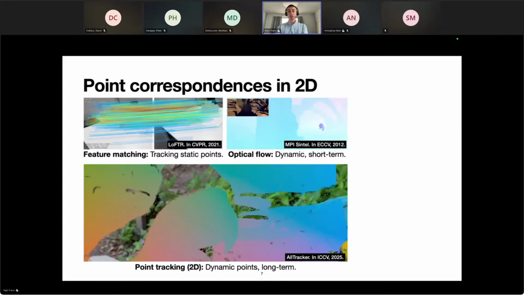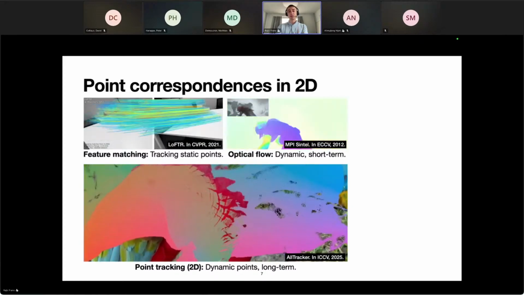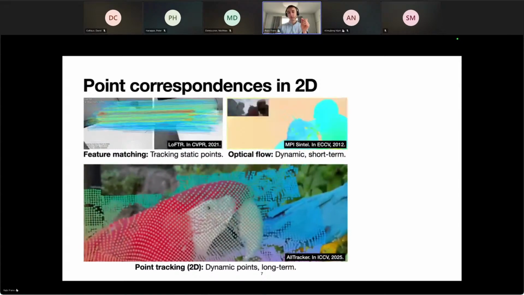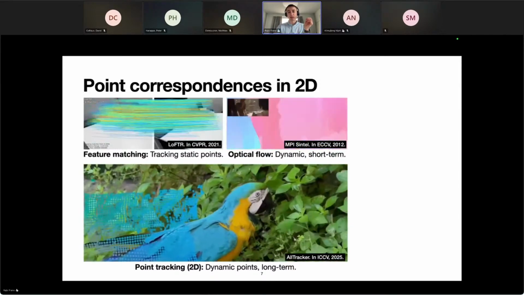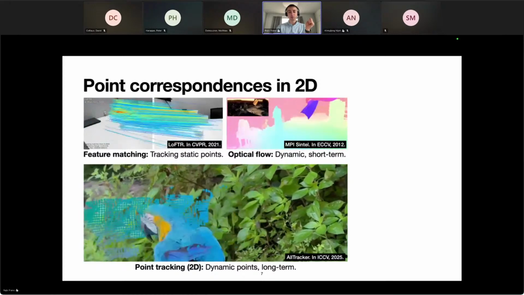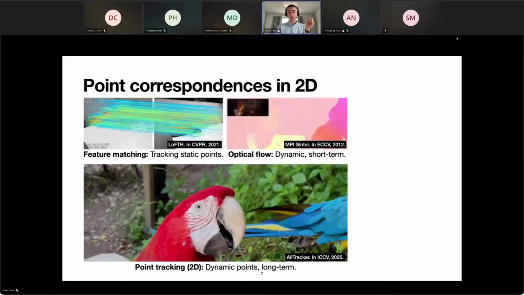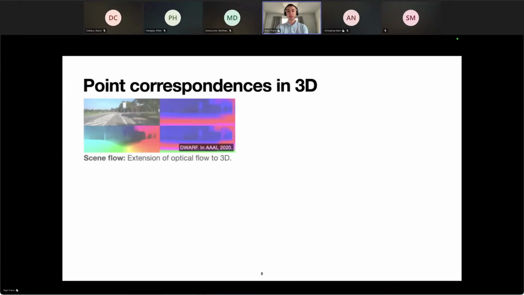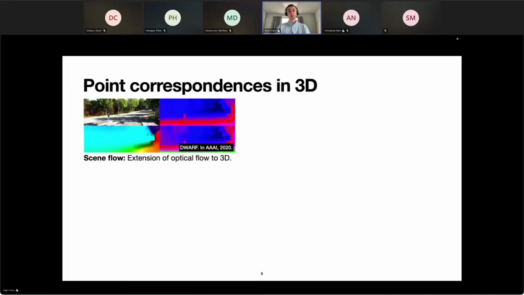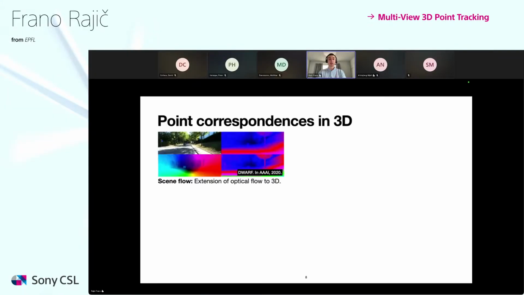For example, if you're starting on the first frame or somewhere in the middle, you want to track the pixel throughout the whole video. This is an all tracker. Recently, it was the state-of-the-art point tracking method. It's tracking dynamic points and in the long term. Similarly, in 3D, we have scene flow, which is an extension of optical flow, and it's tracking the apparent motion in 3D.